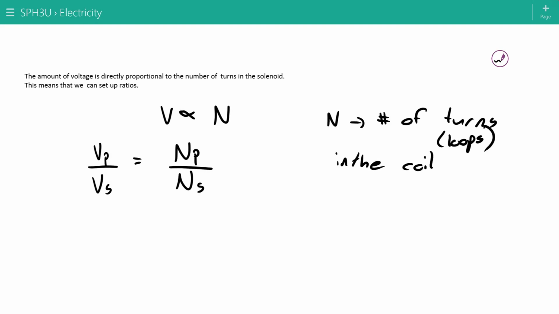This is a ratio. We could have written it upside down, or we could put the voltages on the left and the numbers on the right, or vice versa. It doesn't matter the side. The point is that because it's a direct proportionality, the primary goes to the primary on the other side, and it's a linear relationship.